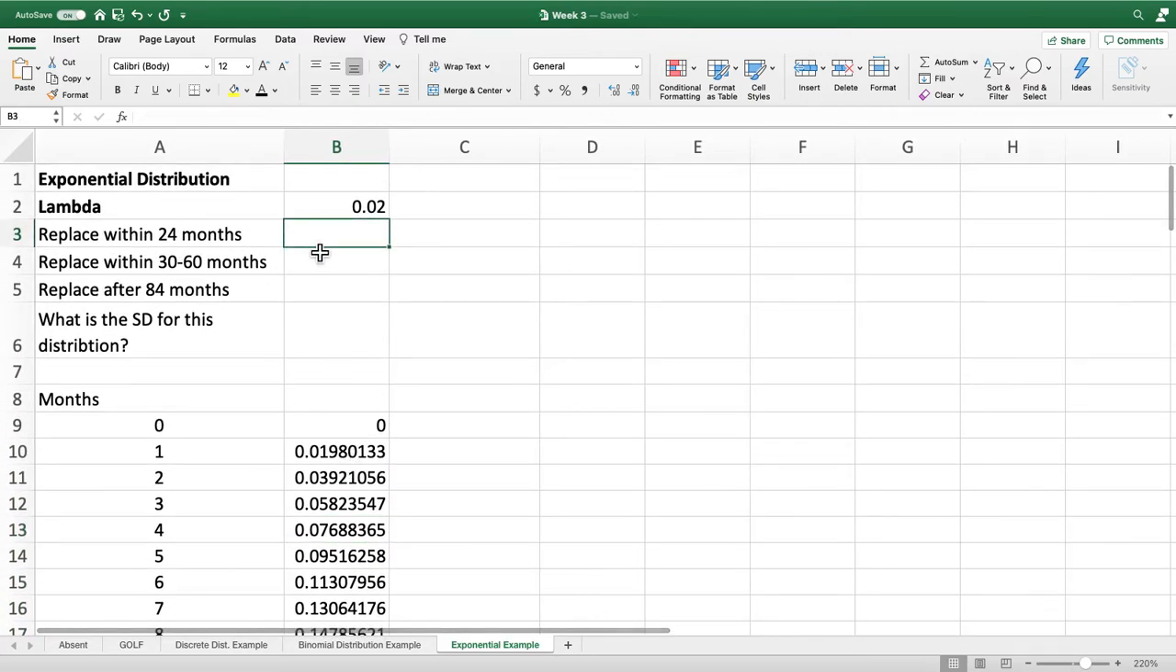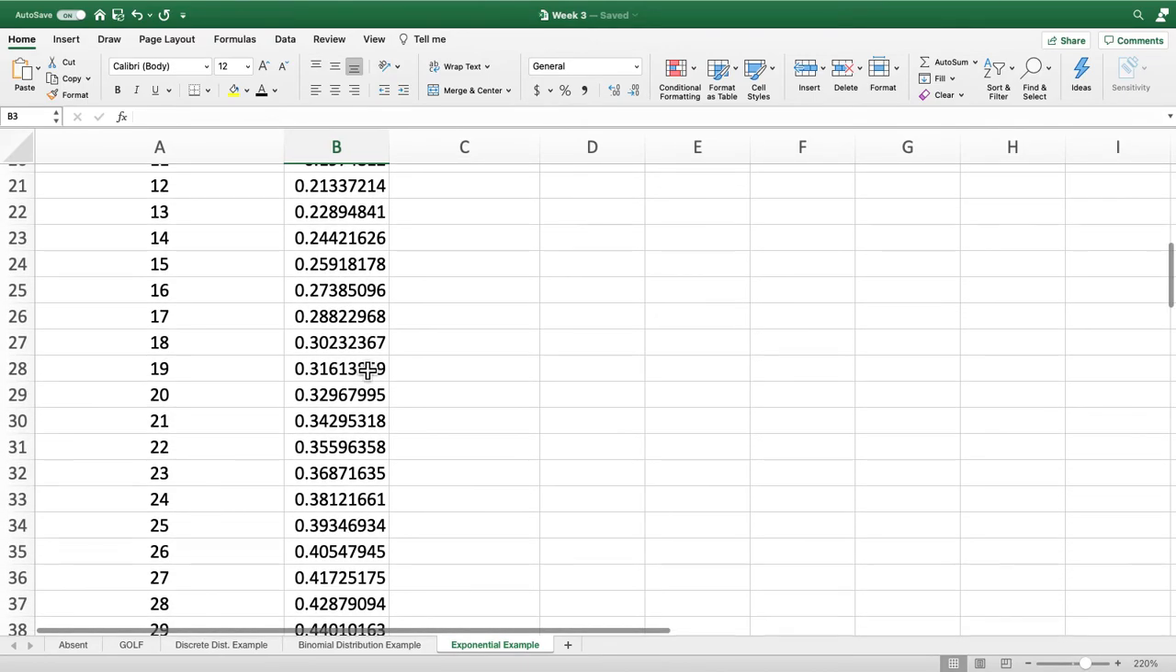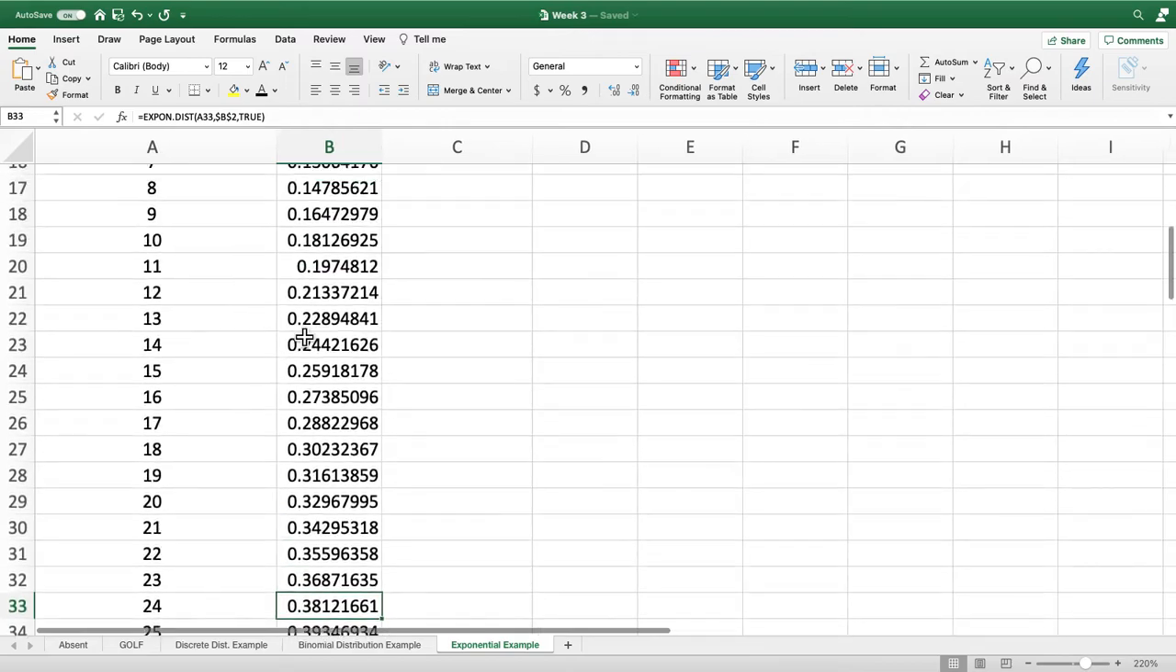Okay. So what is the probability that we're going to replace it within the first 24 months? Not at 24 months, but within the first 24 months. So we can come down here and find that it should be 0.3812. That would be within the first 24 months. So you can do it that way.